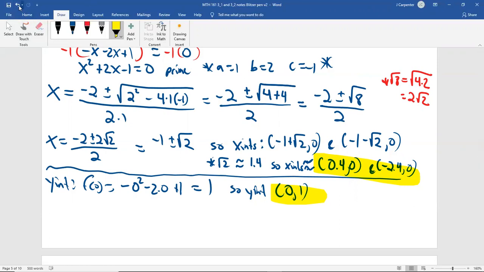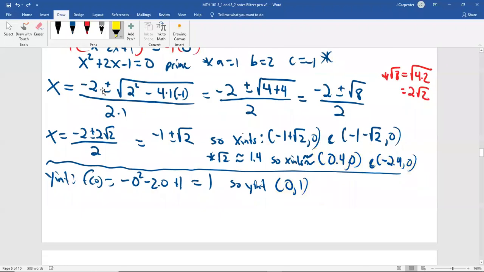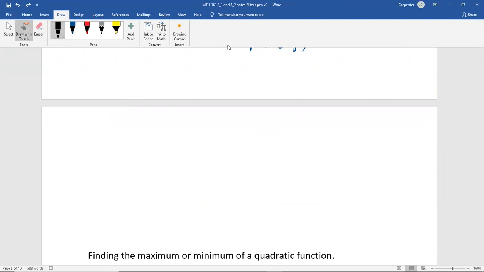All right. So let's get the graph here. Come on, hold on a second.